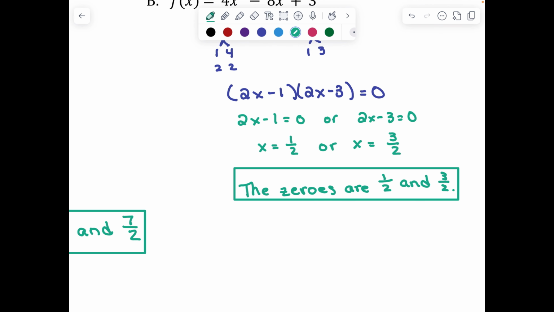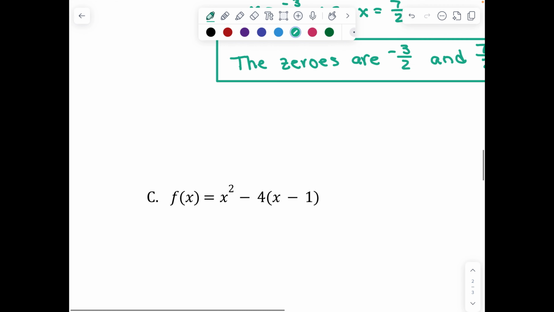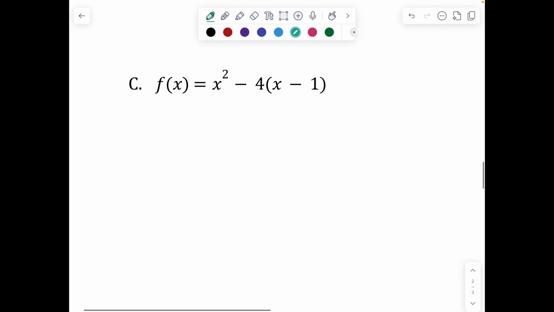All right, 2 more. So we have f of x equals x squared minus 4 times x minus 1. So this one's a little bit funky. So we're going to go ahead and start just by distributing our 4 and setting it equal to 0. So I have x squared minus 4x plus 4 equals 0.